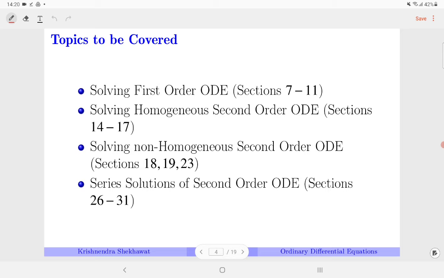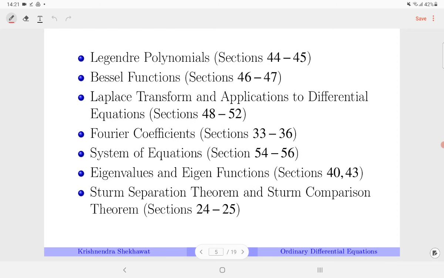The topics which we are going to cover throughout this course: we start with first order differential equations, then second order differential equations, series solutions of second order differential equations. Then we'll study the properties of the solutions of Legendre equation and Bessel equation, the Laplace transform and how it can be used to solve differential equations, Fourier coefficients, and then systems of equations. In the end, we'll study the eigenvalues and eigenfunctions of a differential equation, and in the last we will study the qualitative behavior of the solutions of differential equations.